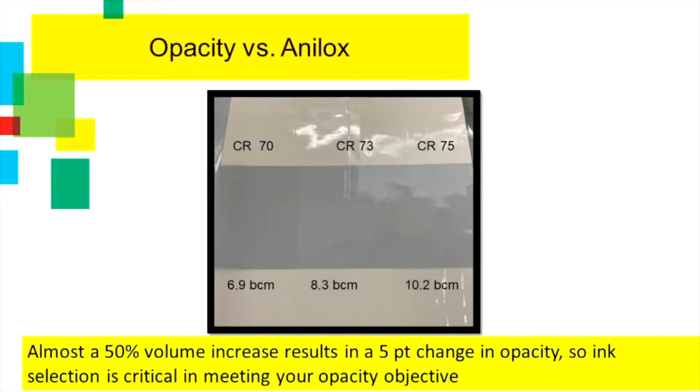The opacity of a UV white ink will differ with the Anilox that is used to deposit the ink film. In this diagram, you see the contrast ratio of 70, 73, and 75 with 3 different Aniloxes, as we did on the press. There's almost a 50% increase in volume, which results in only a 5-point change in opacity. So ink selection is critical.